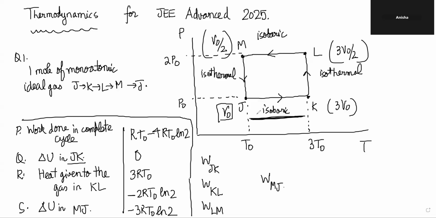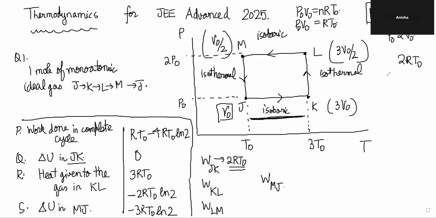It's an isobaric process. Work done, you need to say P delta V, right? Yes, sir. Delta V is 2 V naught, so it is simply P naught into 2 V naught. And we know from the initial state that P naught V naught is nRT naught, and n is 1, so it is RT naught. So 2 P naught V naught is 2 RT naught. That's the work done. It is positive work done because it is an expansion. Right. What is the work done in KL?